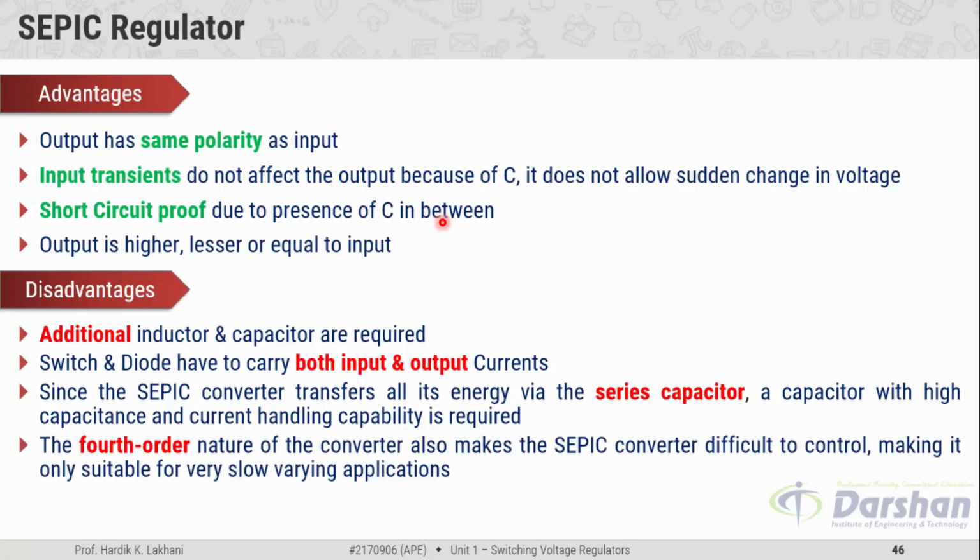The fourth order nature of the converter. A fourth order converter means this converter has four energy storage elements, two inductors and two capacitors. So when we derive the transfer function for this SEPIC regulator, we get a fourth order equation. Because of that, this SEPIC regulator is also known as a fourth order DC to DC converter. And this nature of the converter makes the SEPIC regulator difficult to control and makes it only suitable for very slow varying applications.